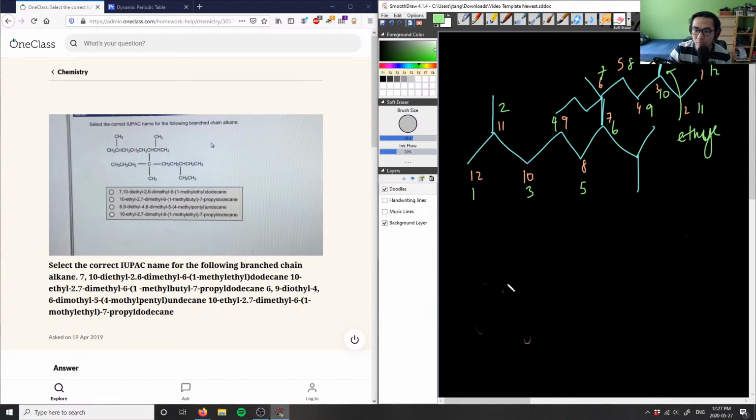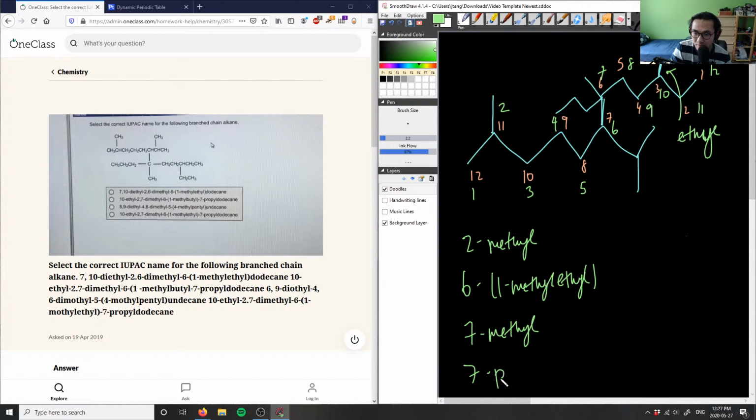So we minimize. We want to put priority on this isopropyl group here. So I would have a 2 methyl here. 6 here would have an isopropyl, or I can say 1 methyl ethyl. On 7, I have a methyl group, as well as a propyl group. And then on 10 here, I have an ethyl. And again, the parent chain here is dodecane for 12, a 12 carbon chain here.